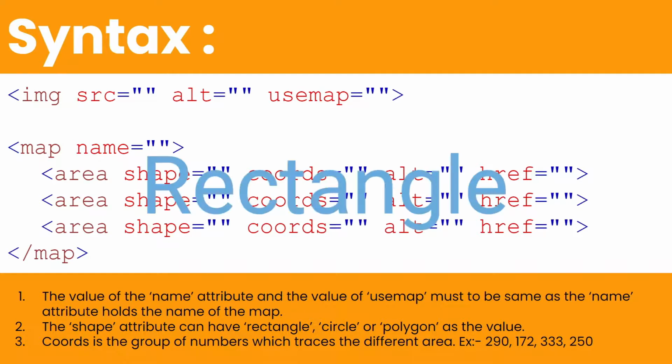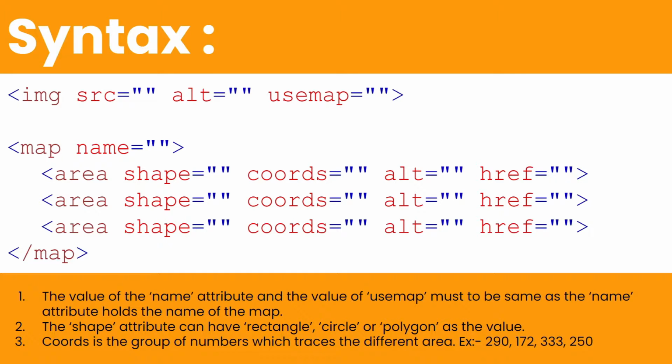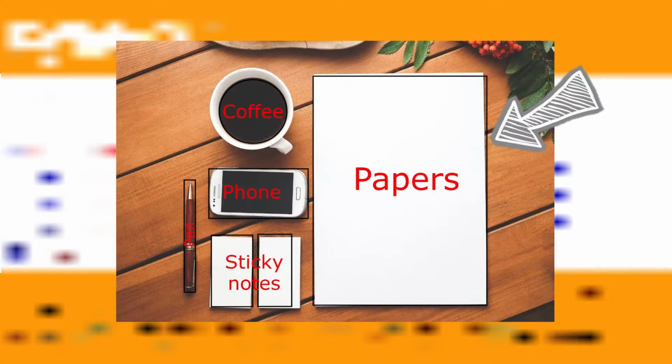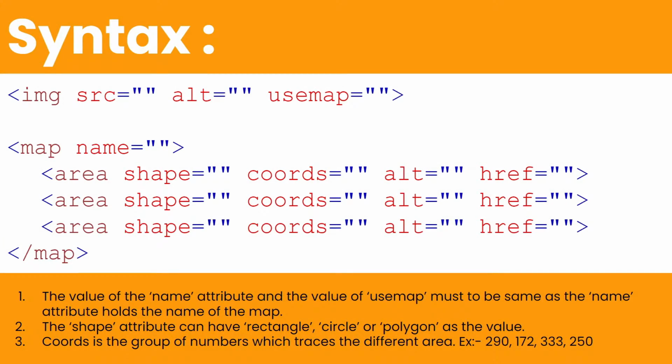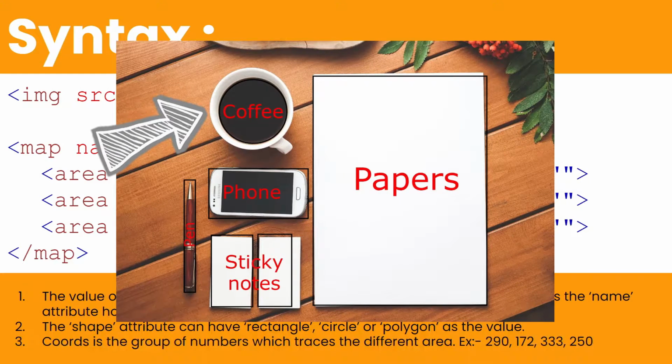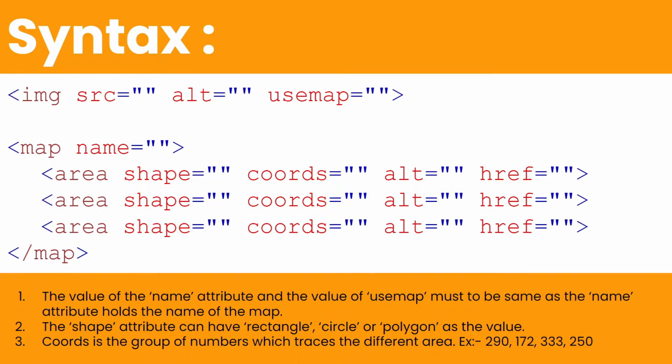First value is rectangle. The rectangle value represents the boxes, like I have shown you in the first image, it had rectangles. And the second is circle. The circle is just as I showed you before, the coffee, which is circular. So circle is used to trace a circular area. And later comes the third value, which is polygon.